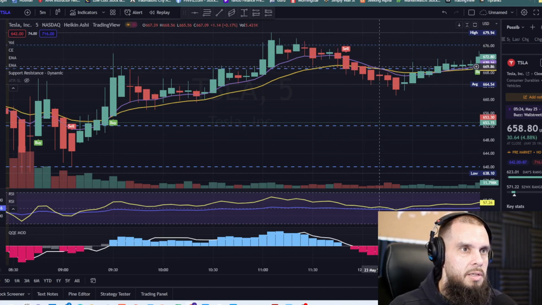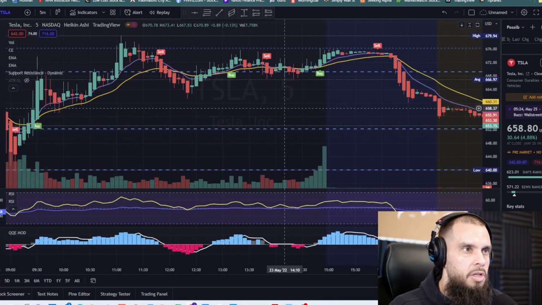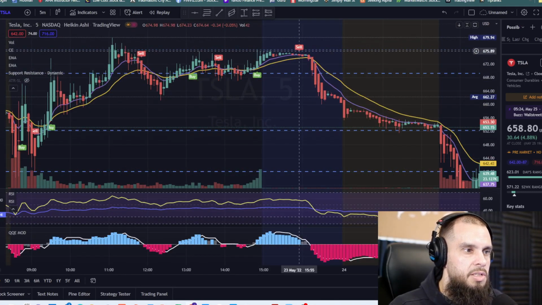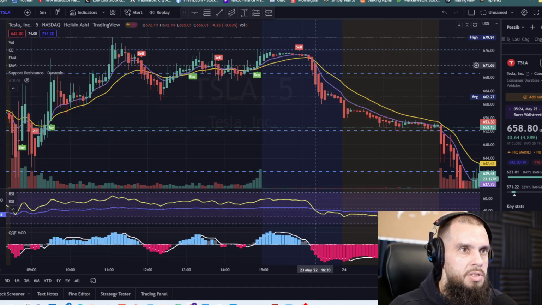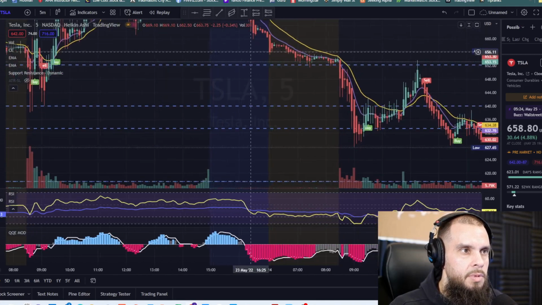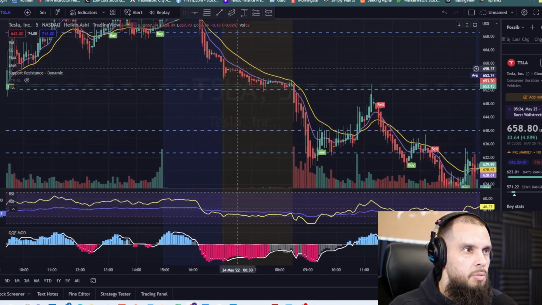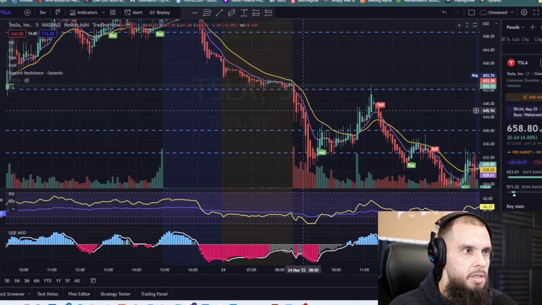And this is 669. So here, if you want to sell, you get a sell signal here. We have here, the purple crosses the yellow crosses the blue, white goes red. So here you would buy some puts at 671, and you would feel comfortable riding the trend here.